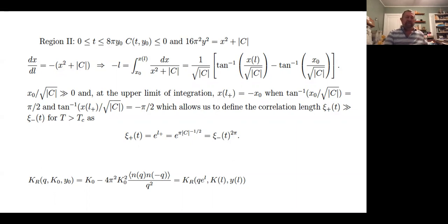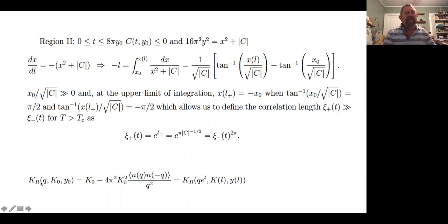And we can interpret this correlation length psi plus above TC as the largest distance, the largest length scale for which we can regard a vortex anti-vortex pair as being bound. So in other words, at length scales less than this correlation length, psi plus, the system behaves just as if it was below TC.